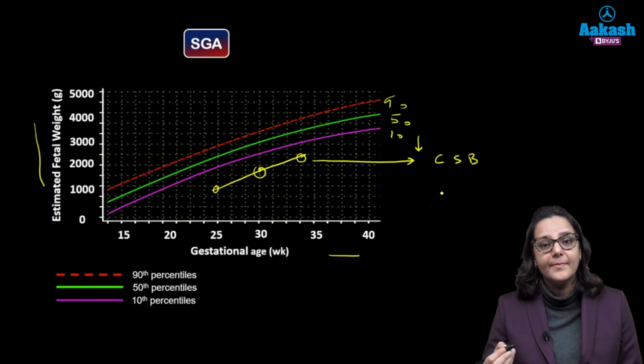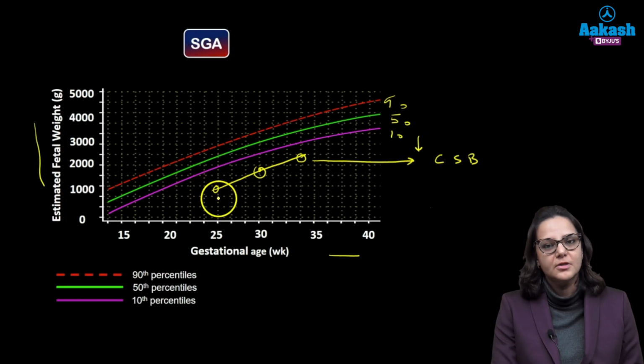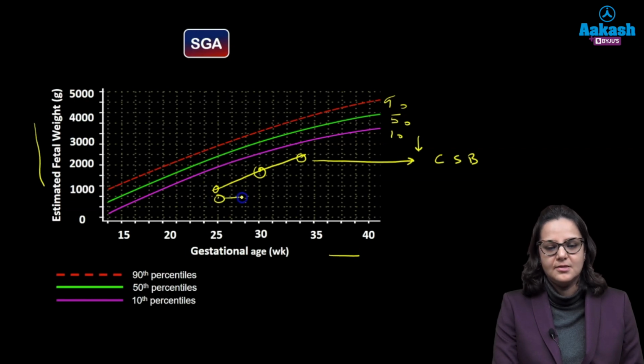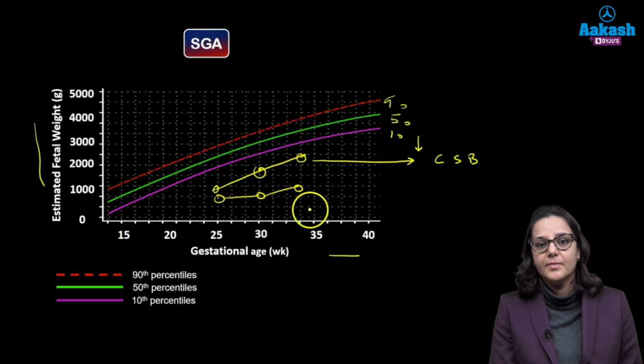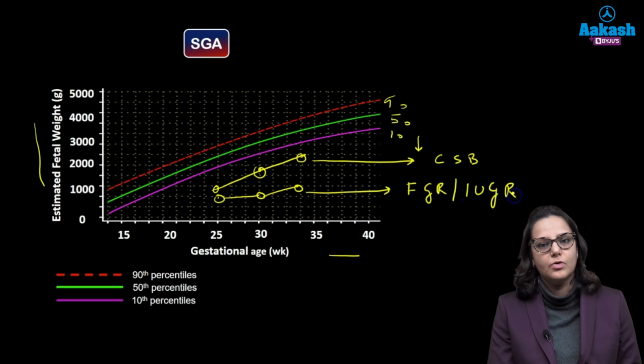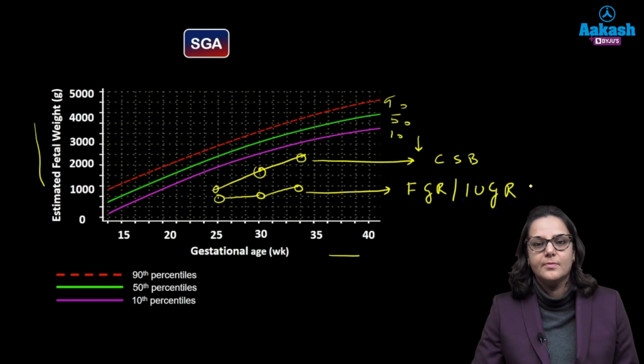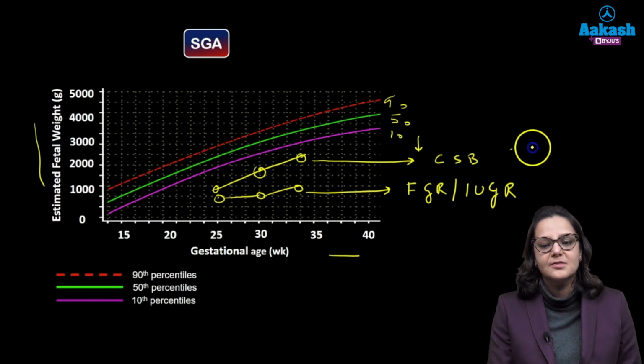Okay. There can be another scenario in which the birth weight of the baby at 25 weeks is suppose 900 grams. At 30 weeks it is still 900 grams. Okay, and 34 weeks maybe it has increased just slightly to maybe 1000 grams. So the baby is not growing that well, and this is a growth restricted baby, or there is intrauterine growth restriction. Okay, so both constitutionally small baby and FGR baby are below 10 percentile. Both are small, but this is the difference.